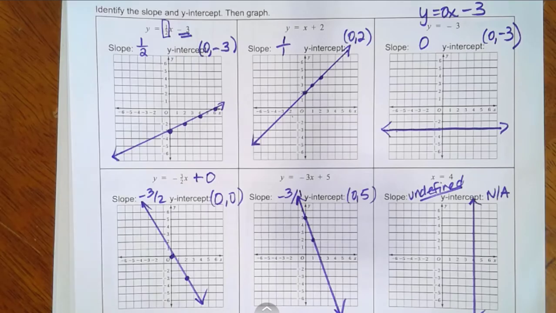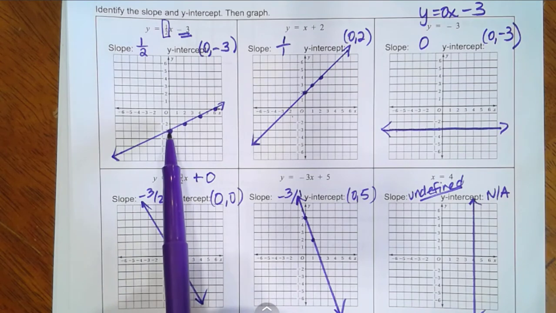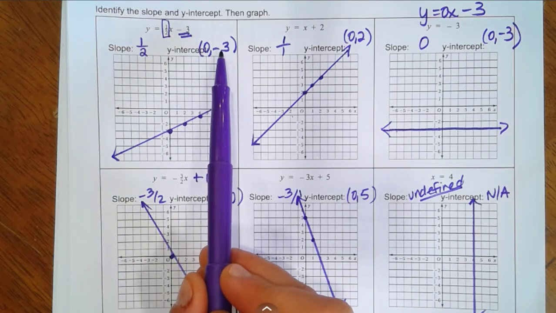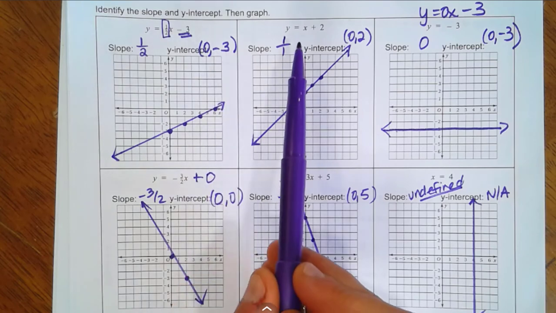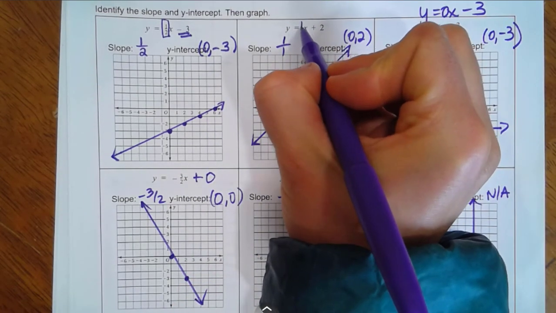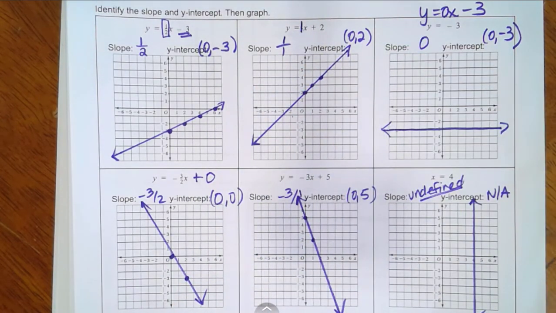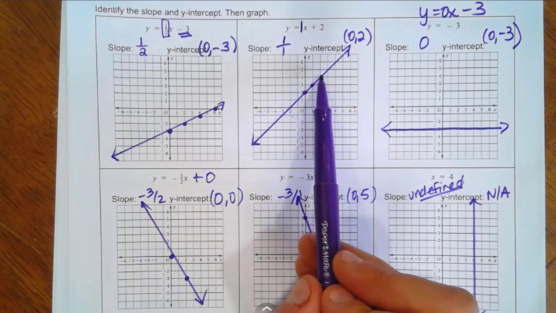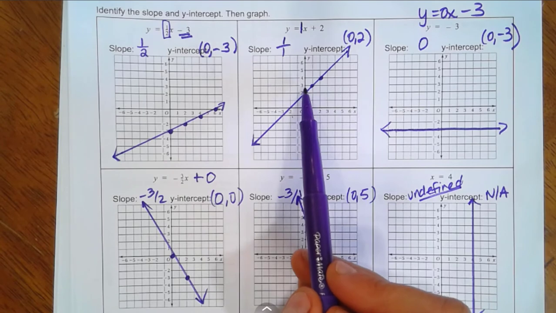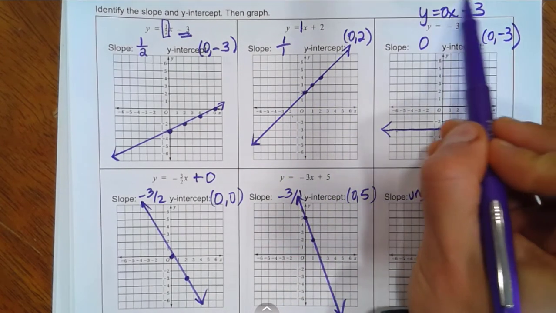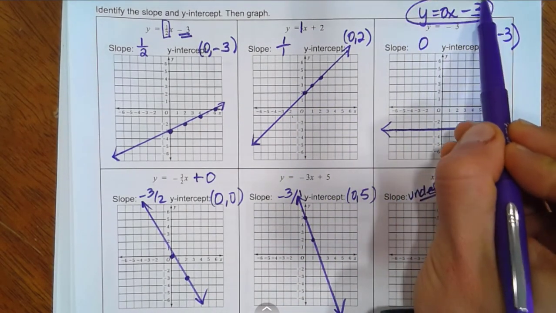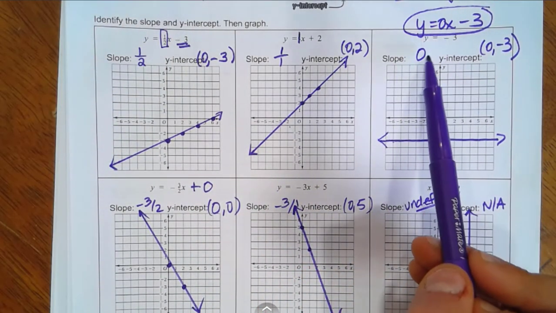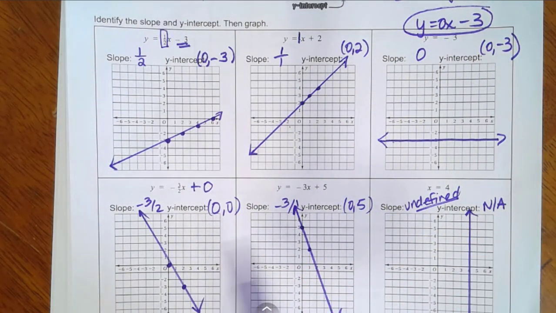Okay, great. So this one has a slope of 1/2, meaning up 1 over 2, up 1 over 2. Its y-intercept is (0, -3). This one, a little tricky. Make sure that you realize that x has a coefficient of 1, so the slope is 1. Up 1, right 1, up 1, right 1. And the y-intercept was 2. This one is the same as y equals 0x minus 3. So you can see that it has a slope of 0 and a y-intercept of -3.